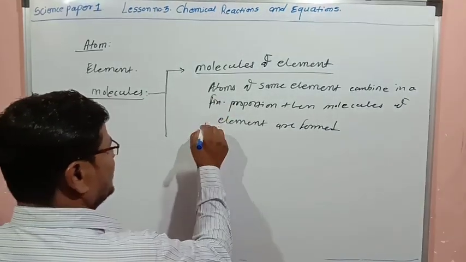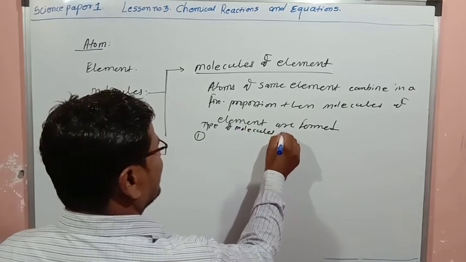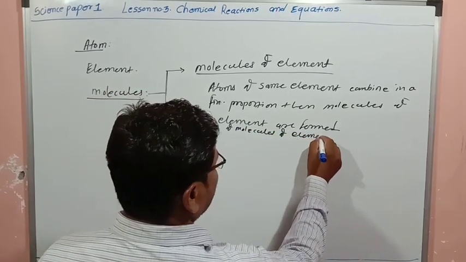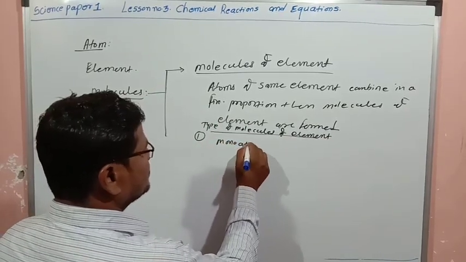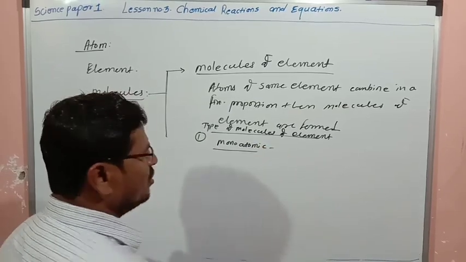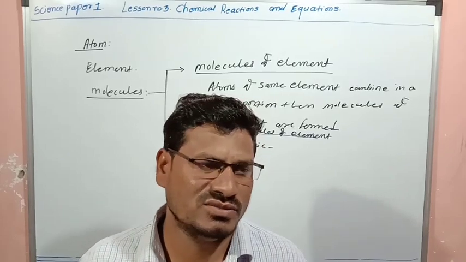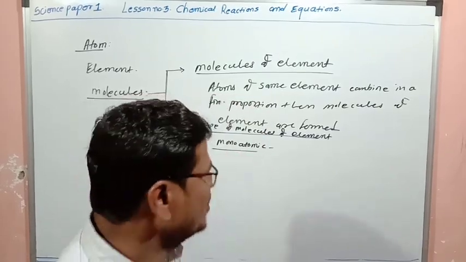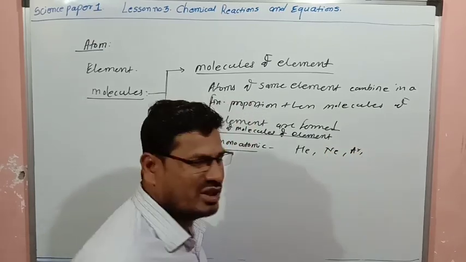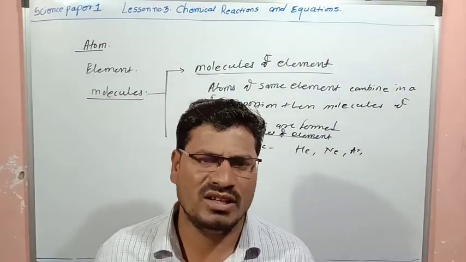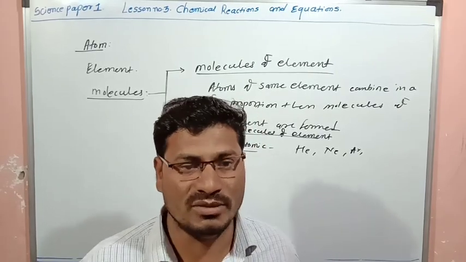So the first type of molecules of element is the monoatomic molecule. Which are the monoatomic molecules? These are the inert gases, noble gases: helium, neon, argon, krypton, xenon. These are molecules of element, but only one atom is there.